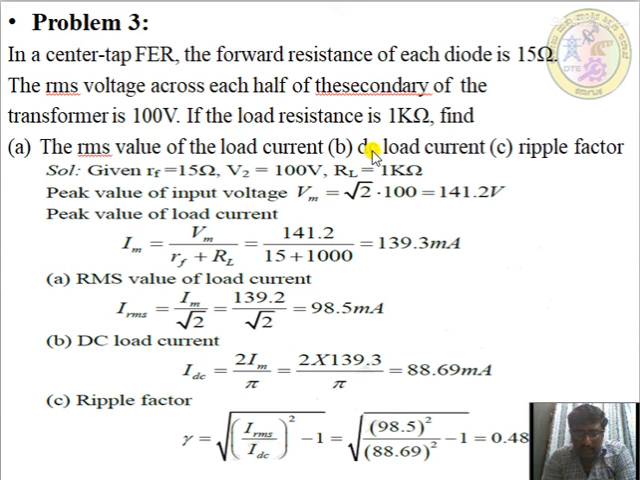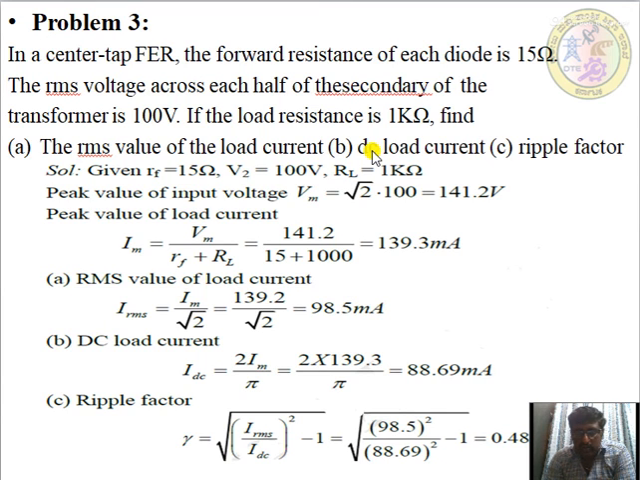So what are the given values? Solution: given RF, the forward resistance, is 15 ohm, and V2, the secondary transformer voltage, is 100 volts, and the load resistance RL is 1 kilo ohm. Now the peak value of the input voltage Vm is equal to root 2 into V2, which is a given formula that we already know.